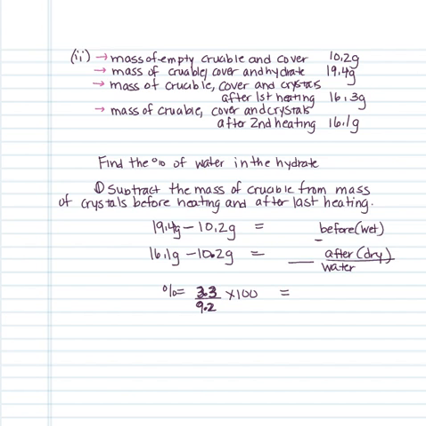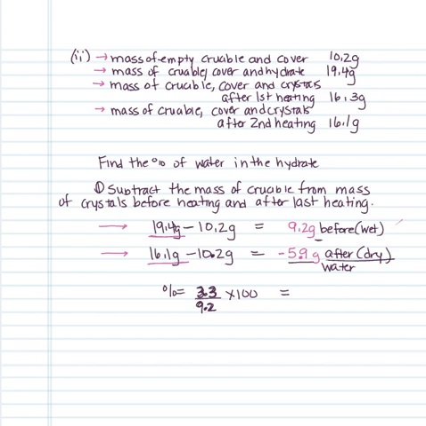In order to do this, the first thing we're going to do is subtract the mass of the crucible from the mass before heating with the crucible and the crystals, and the lightest mass after heating with the crucible and the crystals. Subtracting the mass before heating minus the crucible mass will give us the mass of the hydrate crystal alone before heating. Subtracting the mass of the crucible, cover, and crystals, that is the lightest after heating, minus the mass of the crucible, will give us the mass of the dry anhydrous salt, which is the mass after heating.